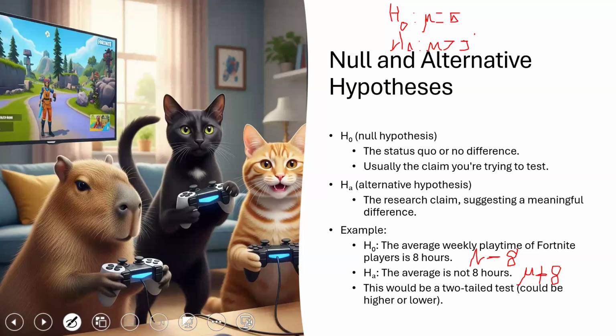This setup, using that not equal to, is what we call a two-tailed test because we're looking for evidence that the average is either higher or lower than 8 hours, not just one direction like we had with the coffee shop up here. We might be checking if players are grinding harder due to a tournament or maybe playing less during exam week. Either way, the alternative hypothesis lets us explore those possibilities. Choosing the right alternative hypothesis depends on the question you're asking. Is it a difference, an increase, or a decrease?